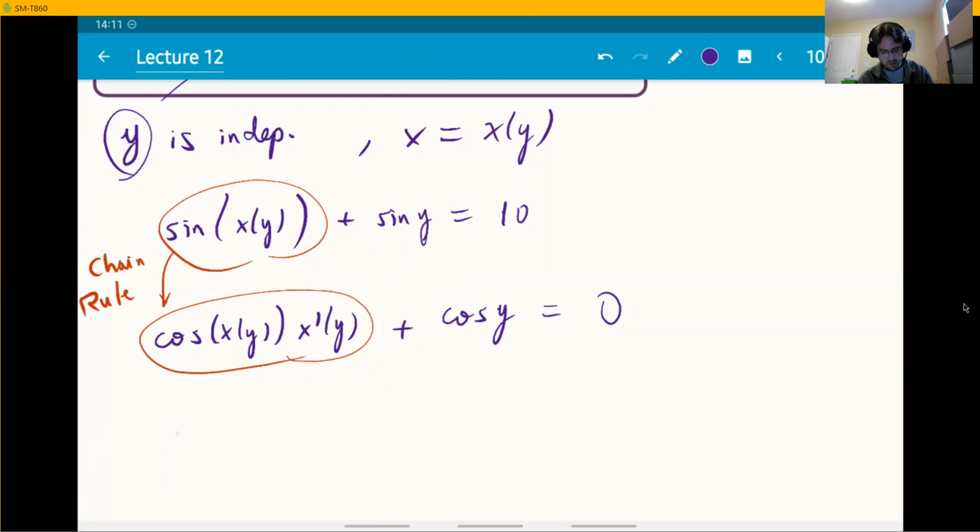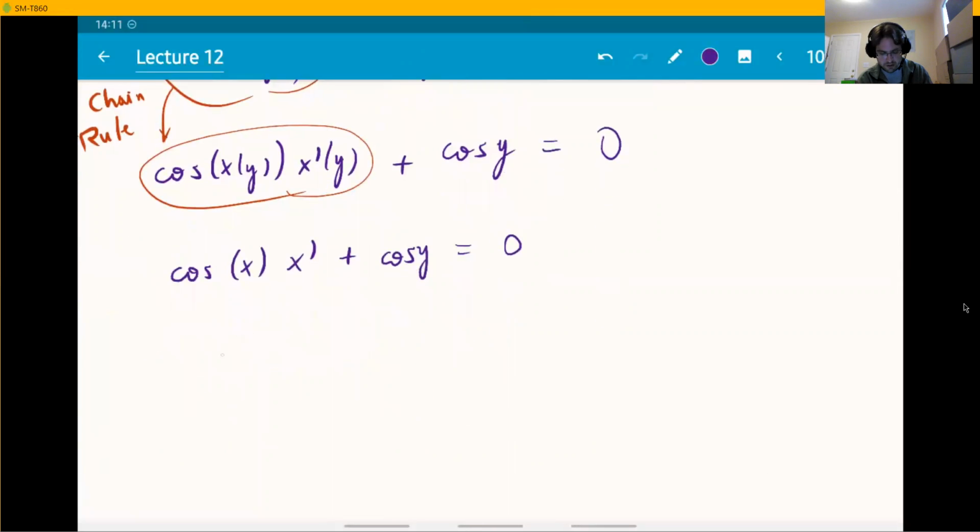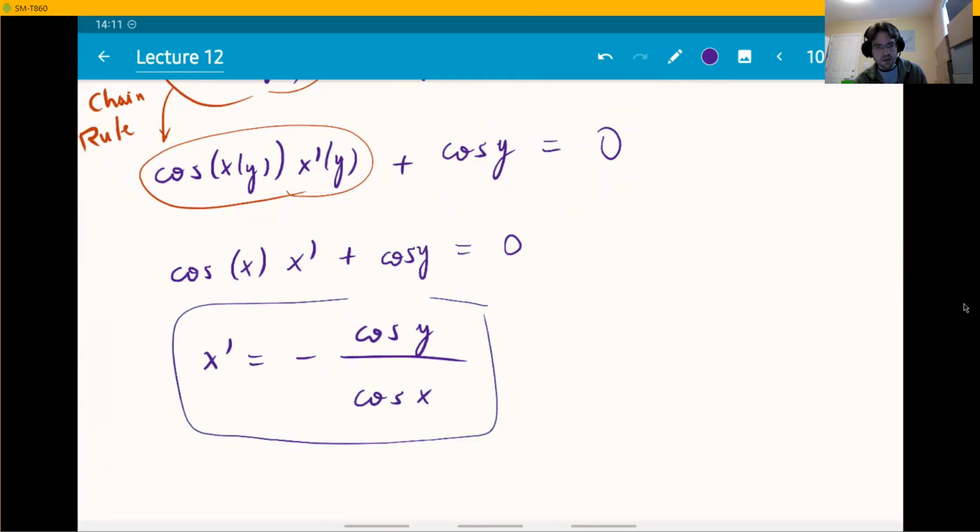Now I'm going to erase the y dependency. Really, you just have cosine x times x prime plus cosine y equals 0. The thing that we wanted to find is x prime, dx dy. All right. So I'm going to solve for that. That's an easy one. If you move the cosine y to the other side first as a minus cosine y, and then divide by cosine x, then you have it. This is an implicit formula for dx dy.